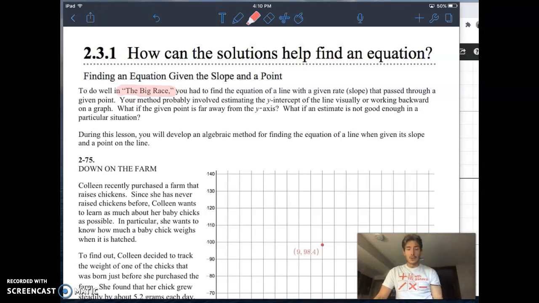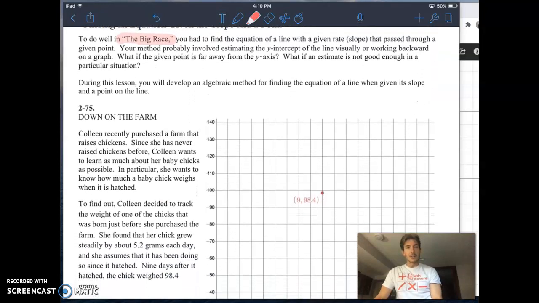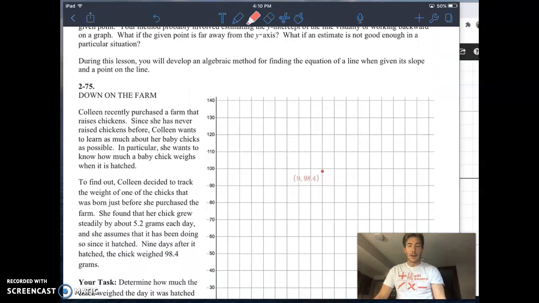We start with 2-75 out of your book. I did modify this slightly so it doesn't look exactly like it would in your book, but for the most part, everything is going to be the same. Colleen recently purchased a farm that raises chickens. She has never raised chickens before. Colleen wants to learn as much as possible about her baby chicks. In particular, she wants to know how much a baby chick weighs when it is hatched.